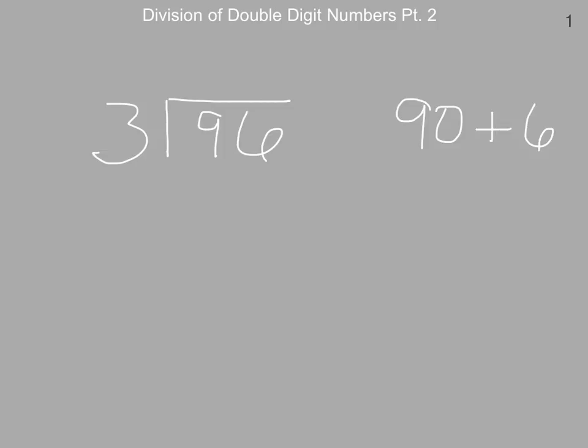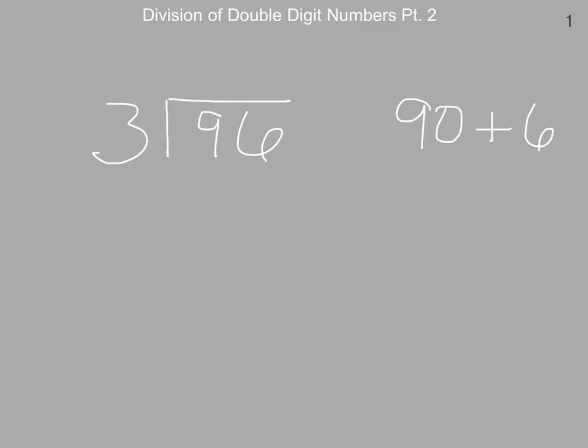Hello. We've been looking at division of double-digit numbers. Today I want to take it one step further and show you an easier way that we can do division of double-digit numbers. Now, as you remember, we've been doing it the long way. For example, if I had 96 divided by 3, or 3 into 96, we were looking at 96 as 90 plus 6. And we were asking ourselves, how many times does 3 go into 90?